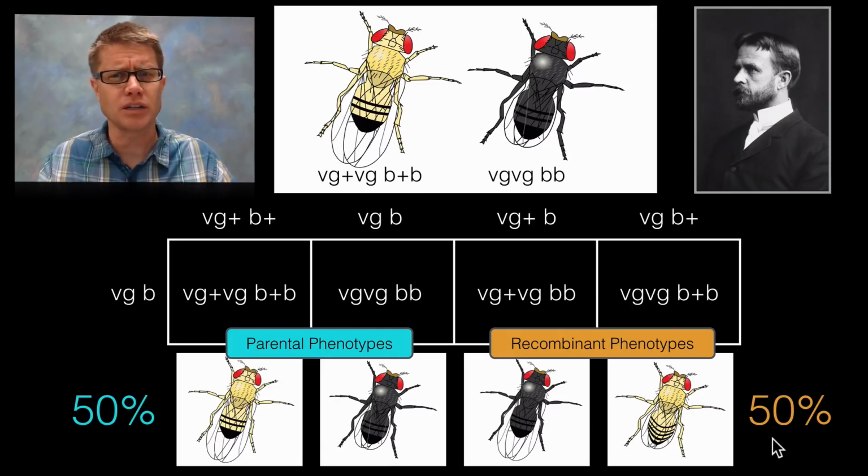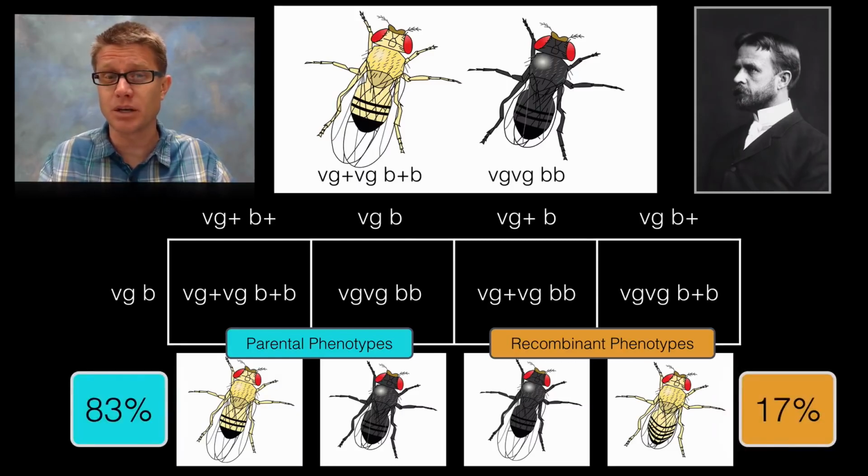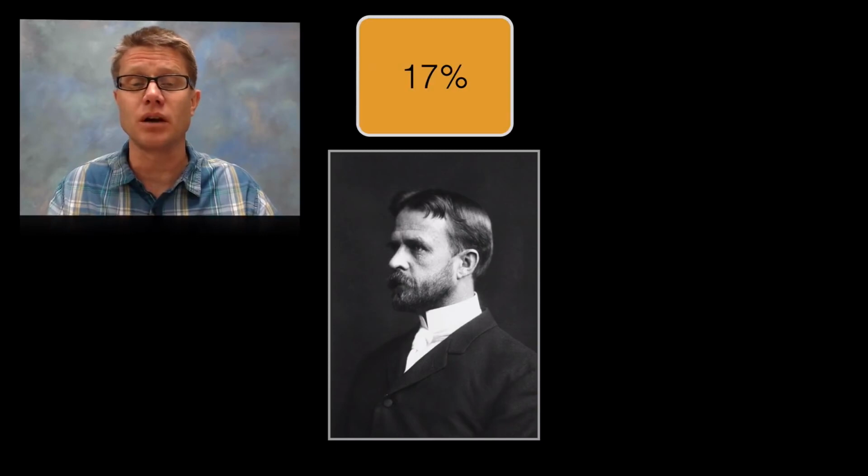But when he did this cross, what he found is that there were actually 17% recombinants and 83% that were of the parental type. And so was Mendel wrong? Was all of this wrong? No, it's just that the model wasn't good enough. He thought about this idea of 17% and what it meant for a really, really long time.